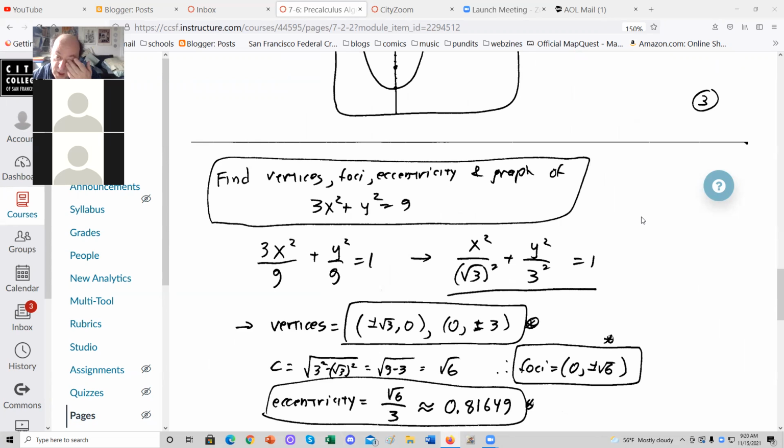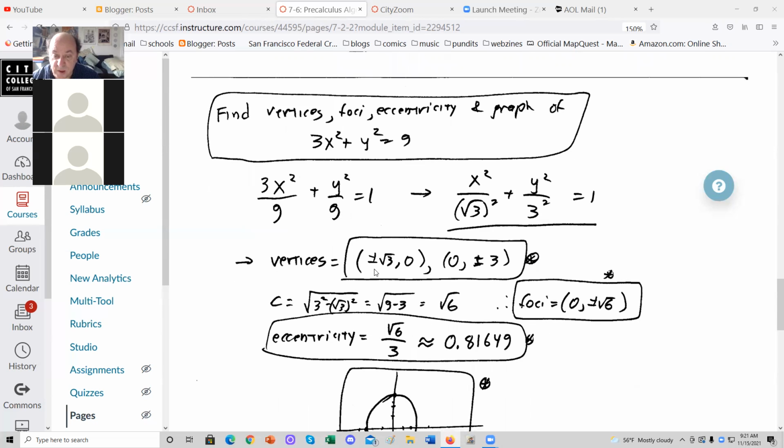Find vertices, foci, eccentricity, and graph of 3x squared plus y squared equals 9. Now here we have a 9 on this side, and the equation has a 1. So we divide both sides by 9. 3x squared over 9 plus y squared over 9 equals 1. 3 over 9 is 1/3. That's root 3 squared. x squared over root 3 squared plus y squared over 3 squared equals 1.